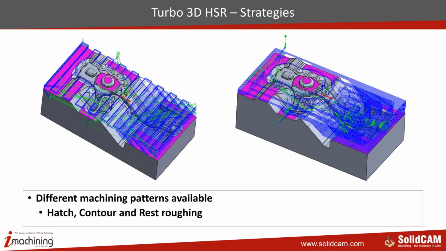Inside Turbo 3D HSR, as I already told you, we have three strategies. You can do hatch, contour, and rest roughing. These are the three different machining patterns which are available.